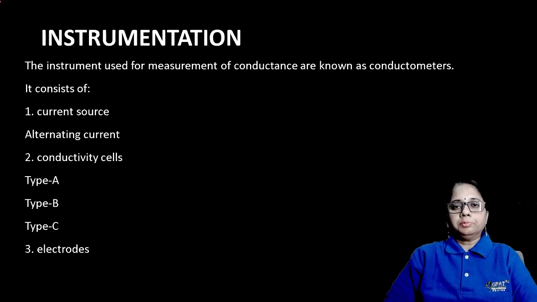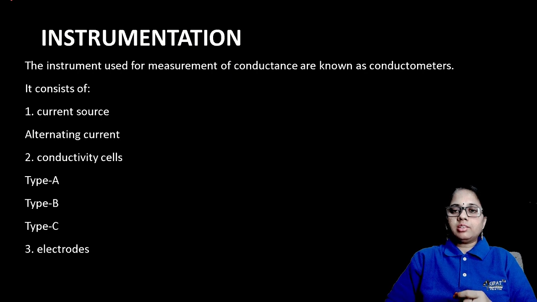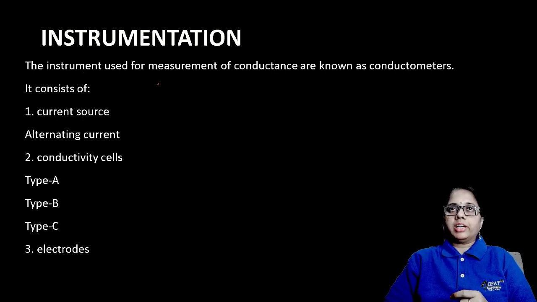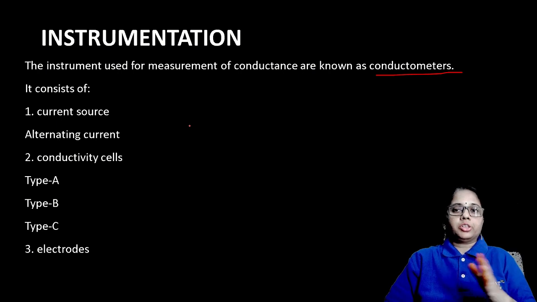Okay, so that is the principle involved in this conductometry. Now let us move to the instrumentation part. The instruments used for measurement of conductance are known as conductometers. Conductometers are going to measure the conductance of an electrolyte solution.